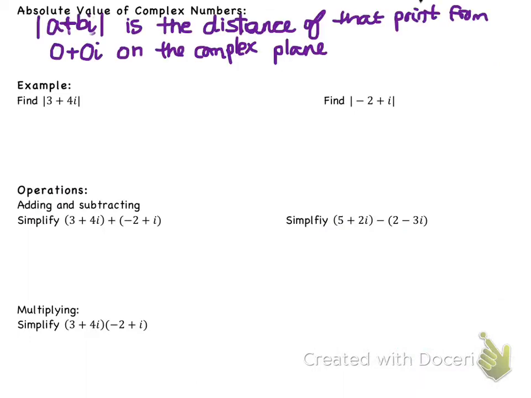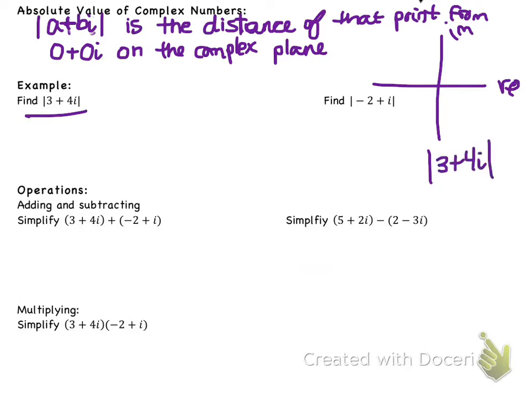So if you're taking the absolute value of a plus bi, it's the distance that that point is from 0, 0 on the complex plane. Okay? And so let's actually take a look at what that means. If this is my complex plane, I've got my real part and my imaginary part, sometimes shorthand written as RE and IM. Let's say I'm looking at the absolute value of, well, the first example, 3 plus 4i. The point 0, 0 is that one right in the middle.